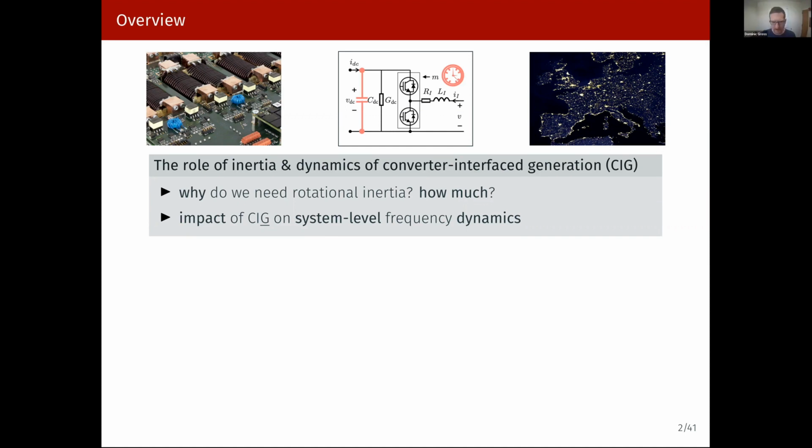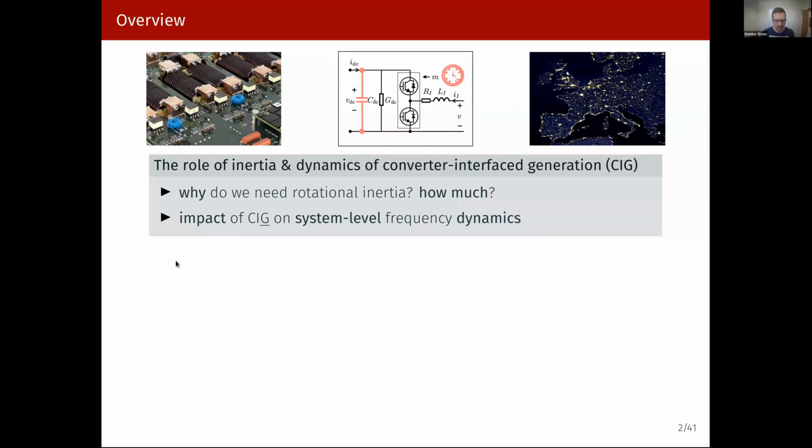And what I underlined here is the generation part in converter-interfaced generation, because we will really see that a lot of this comes down to how quickly your power source or your generation unit can respond, and basically making sure that you can get that passed on to the system level.